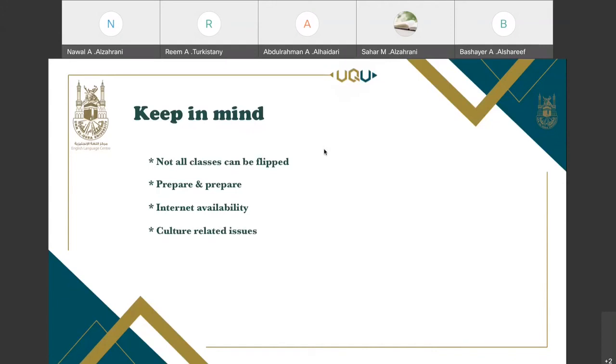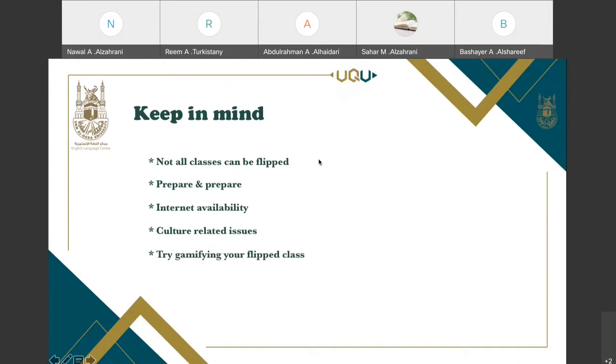Also pay attention to cultural related issues, specifically if you are designing your own video or you are choosing a video from the internet. Be very careful of the things that are not related to our culture or to our religion or the taboo words on the internet.